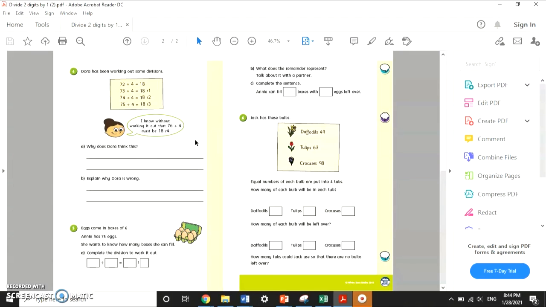I hope you enjoy exploring your maths today and your division. Remember to look out just in case there are some remainders in your questions.